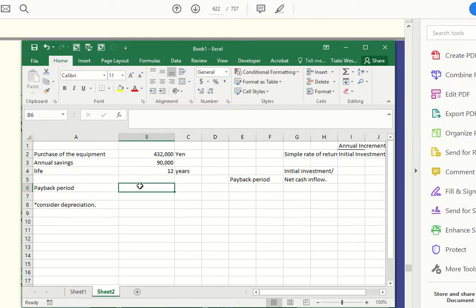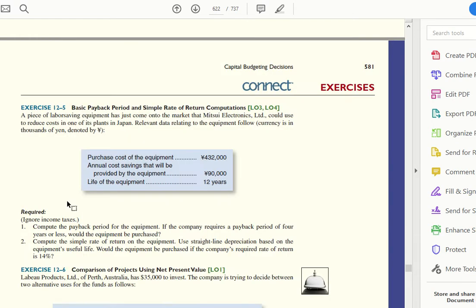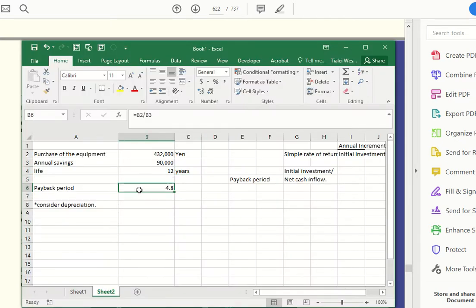So payback period, remember our formula: initial investment divided by net cash inflow, cash flow that we're going to get. So this one divided by that one, it's going to be about 4.8 years, and management says that they will only accept projects with 4 years or less, so we would not be accepting this project because the payback period is too long. We want a short payback period.